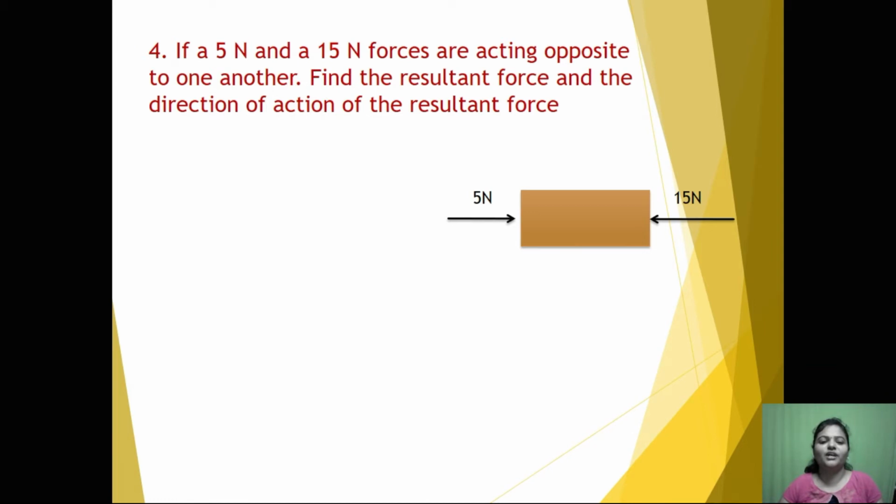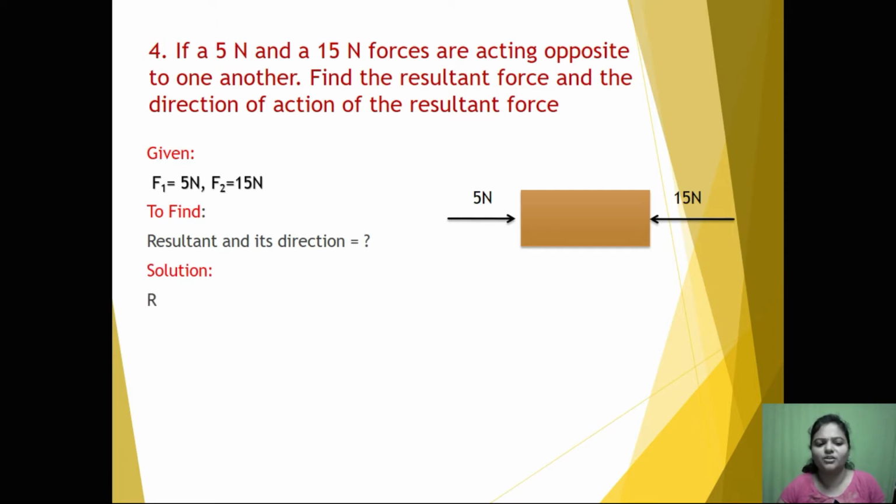If a 5 Newton and a 15 Newton forces are acting opposite to one another, find the resultant force and the direction of action of the resultant force. Given F1 is equal to 5 Newton, F2 is equal to 15 Newton, we are supposed to find the resultant and the direction in which the resultant force is acting.